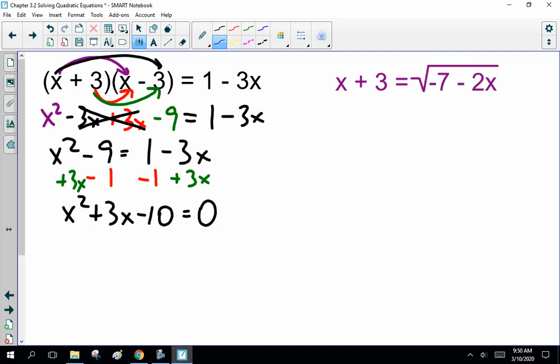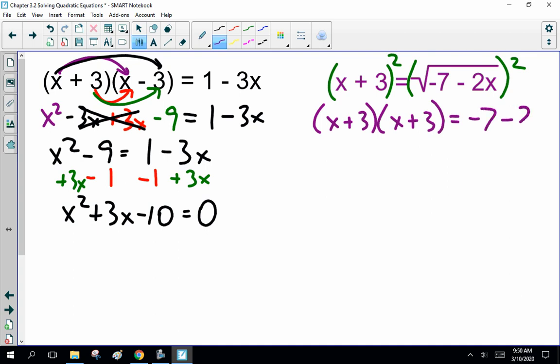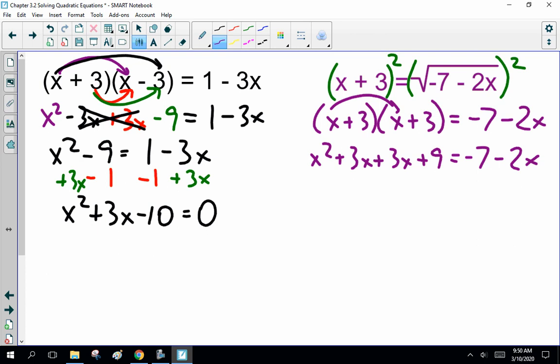Let's look at this other one. How do we get rid of a square radical? Square. Now, remember from chapter 2, the radical should be by itself. And please tell me you're going x plus 3 times x plus 3 equals minus 7 minus 2x. X squared plus 3x plus 3x plus 9 equals minus 7x.